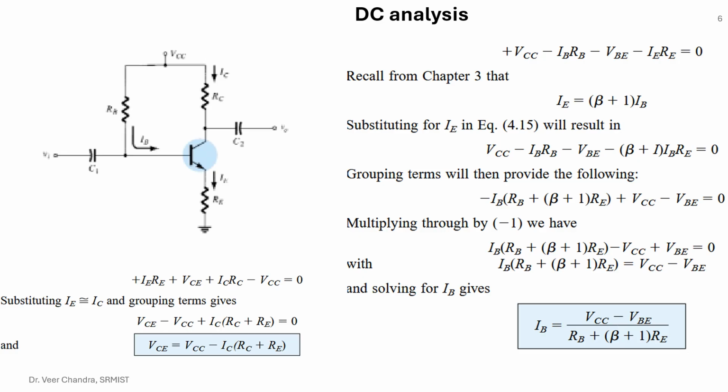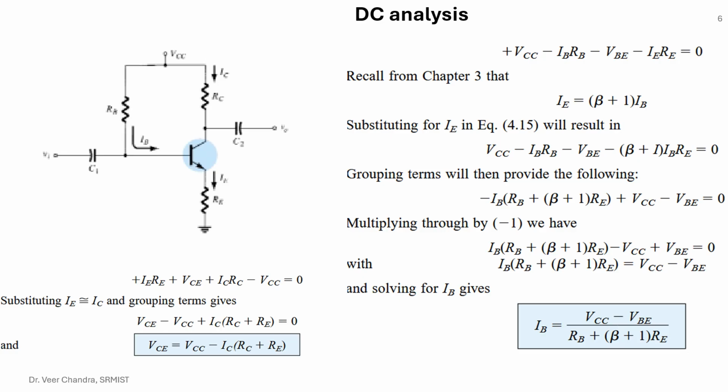DC analysis means what will happen if I supply a DC voltage of 10 volts or 15 volts. For the time being, let's consider the voltage to be VCC. This is the DC voltage that will give sufficient energy to amplify your input signal, the AC signal. In order to find the amplification, it is mandatory to do the DC analysis. So how will we do that?